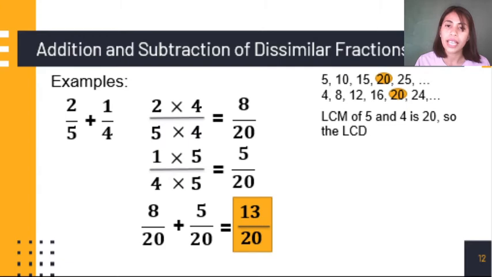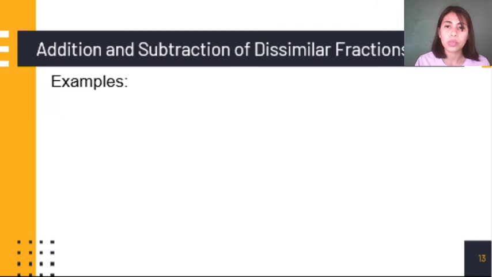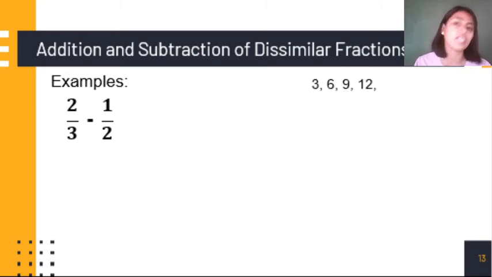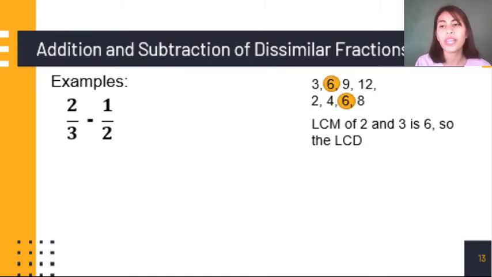So our final answer is 13 over 20. Next, we have 2/3 minus 1/2. For the LCM, the multiples of 3 are 3, 6, 9, 12, and so on. For 2, we have 2, 4, 6, 8, and so on. So the LCM of 2 and 3 is 6. So the LCD is 6.